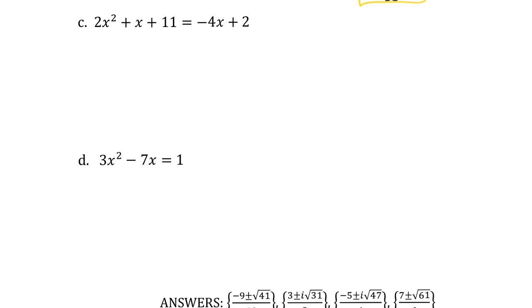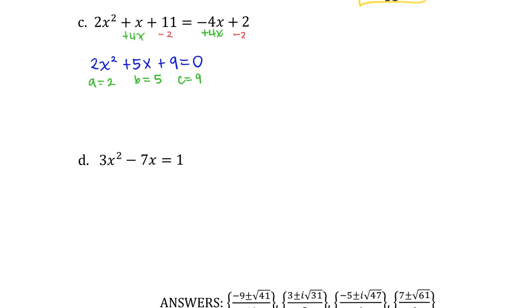So I'm going to go ahead and cancel the 4x over to here. And that plus 2, I'm going to minus the 2 over to here. So now I have 2x to the second plus 5x, 11 minus 2 plus 9 equals 0. Now it's in standard form, and I can see that A is 2, B is 5, and C is 9.